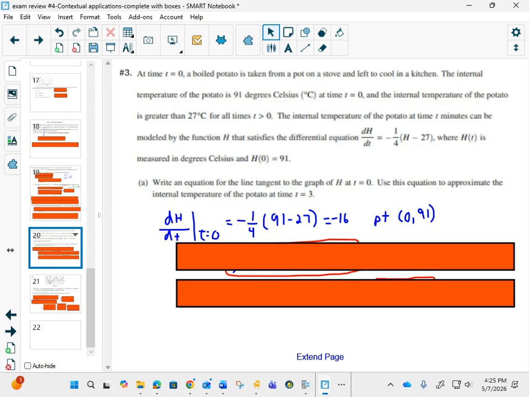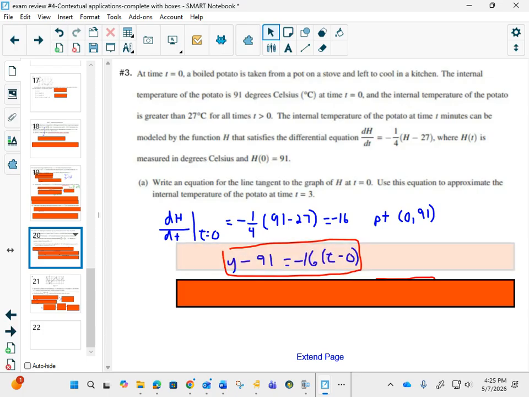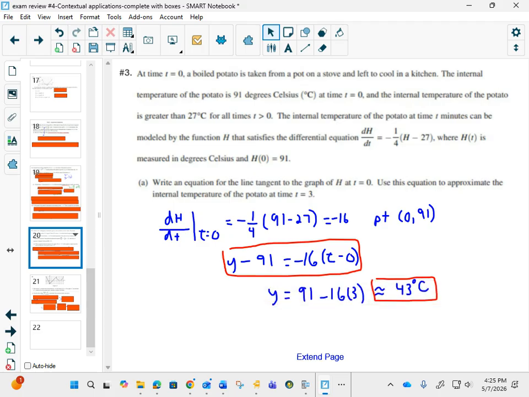In the derivative though, it has h. H is 91 when t is 0. So that's kind of interesting, you're like, I don't know how to plug in 0 for t, but you actually plug in the h value and get negative 16. There's our equation. You could plug in 3 and get 43 degrees.